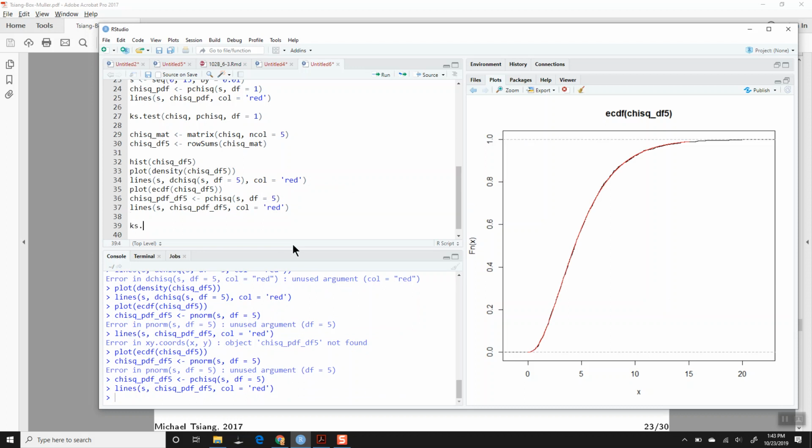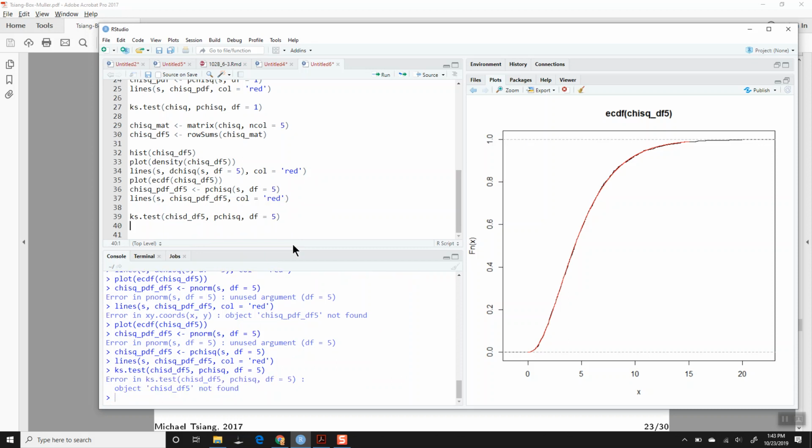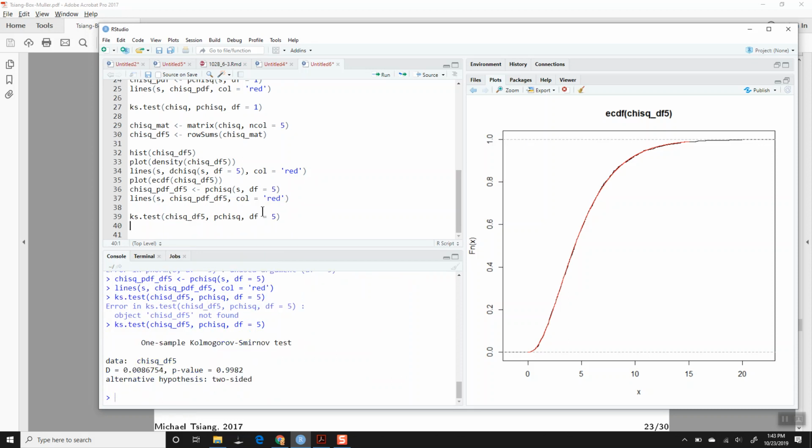We can do the KS test of chi-square df5 with p chi-square and degrees of freedom equal to 5, okay? Chi-square df5, okay? And we get a p-value of like 0.99. So no reason to believe that our data is not from the chi-square distribution with 5 degrees of freedom.